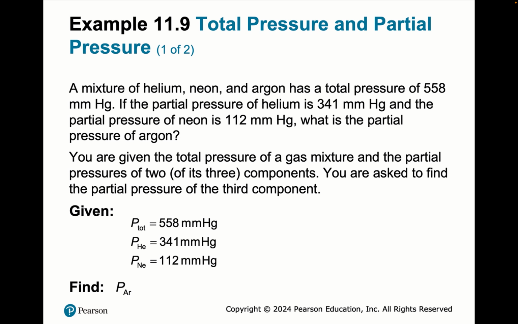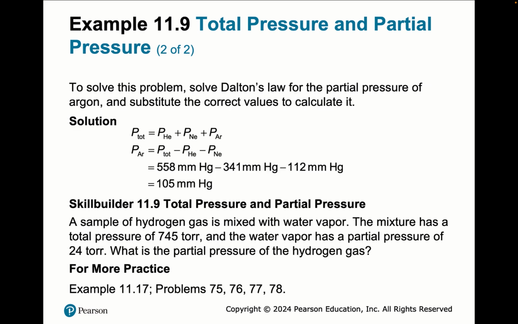So the total pressure is the pressure of the helium plus neon plus argon. From that, we have one equation and one unknown. So we're just going to solve for the pressure of argon. It's going to be the total pressure minus the pressure of the helium minus the pressure of neon, and doing all that, we get 105 millimeters of mercury, just plugging in the numbers.